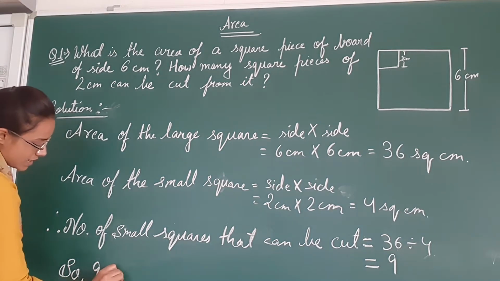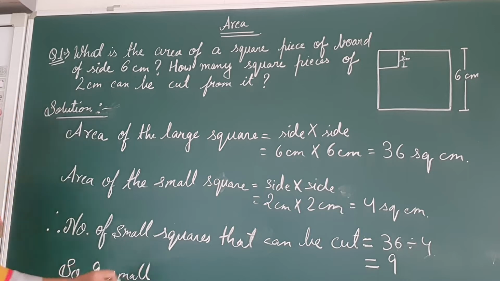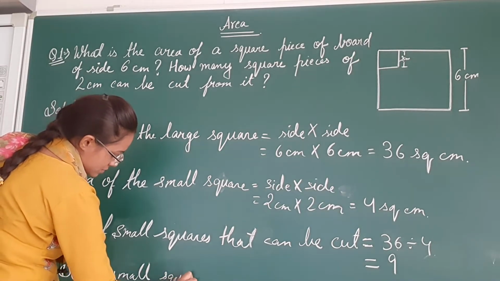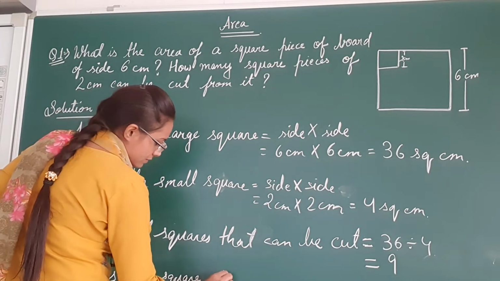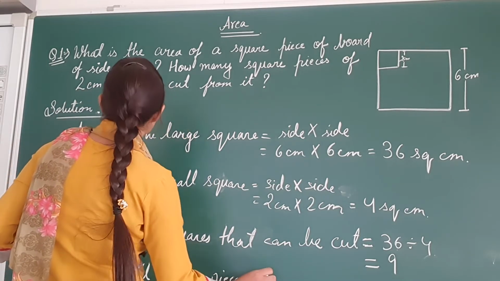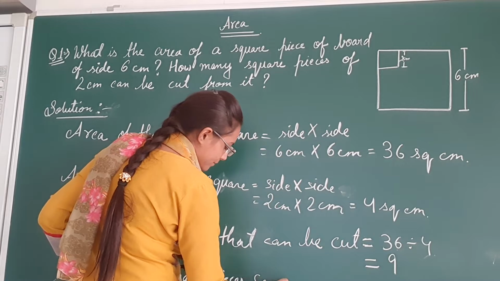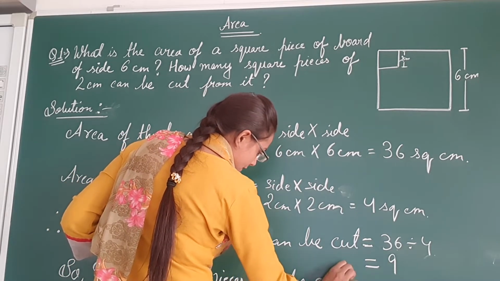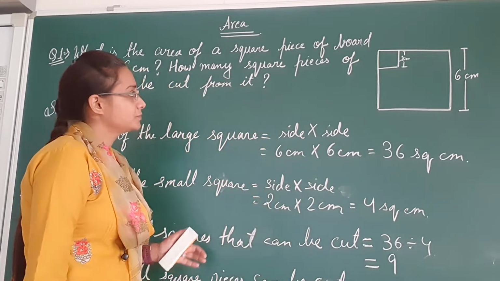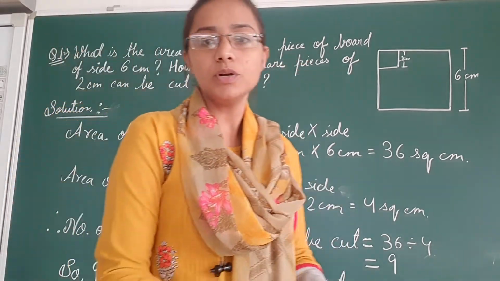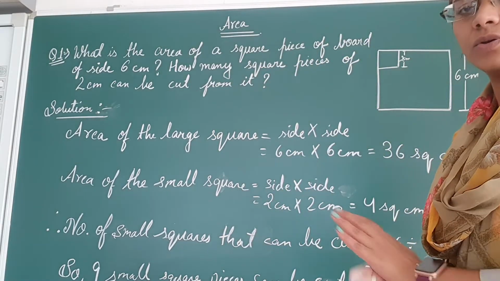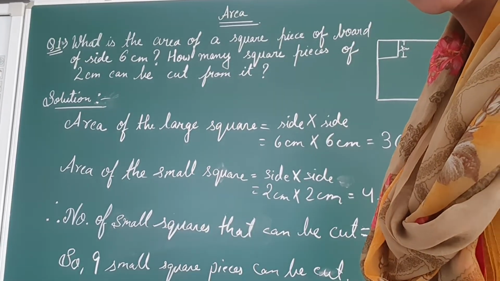So 9 small square pieces can be cut from the square piece of board whose side is 6 cm. Okay students, hope all of you have understood how to find out this one.